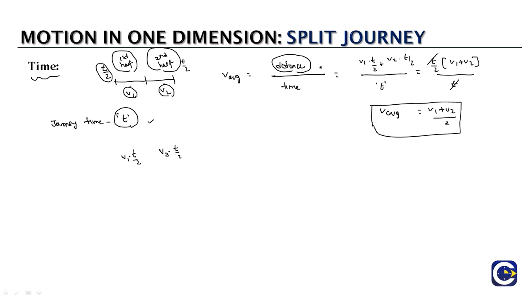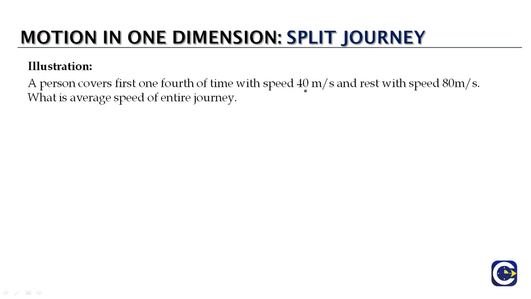So we'll be able to find the distance traveled in each of these intervals, and we'll go for the average speed formula, which is total distance by the total time taken. So we'll look at how we go about using this kind of approach through an illustration.